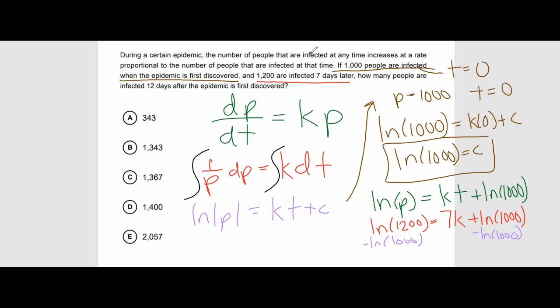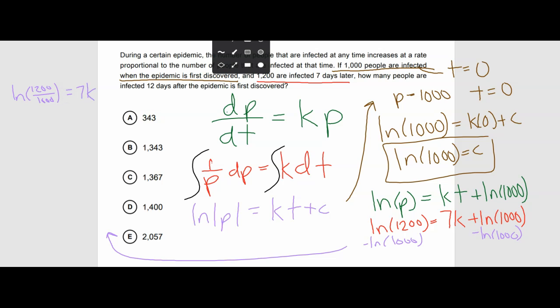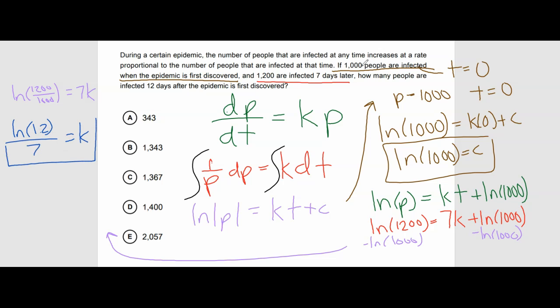I'm going to come up here now. So this is going to give me the natural log of 1200 divided by 1000 is equal to 7 times k. We'll just do some simplifying here. So I'm going to get the natural log of 1.2 divided by 7 is equal to k. Now, this would be a calculator problem.